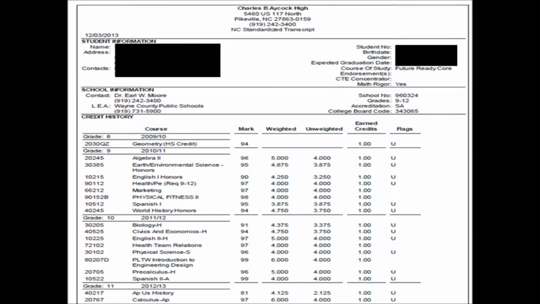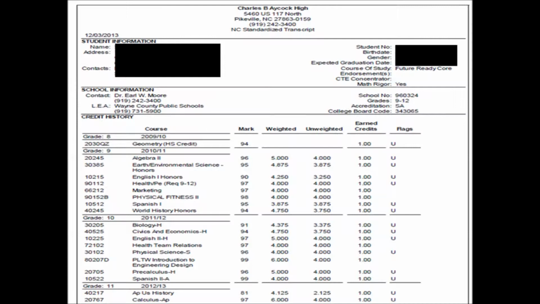Let's start by looking at page 1 of your transcript. You should have your transcript in front of you, and I need for you to concentrate on the section called Student Information. Please make sure that all of the information in this section is accurate, including the spelling of your name, your address, your phone number, your birth date, and so on.